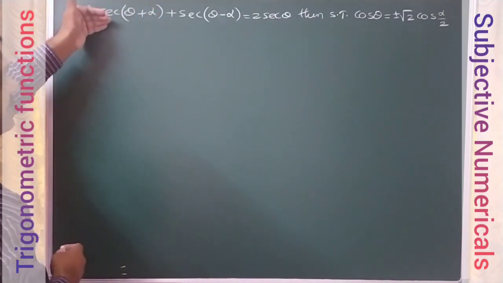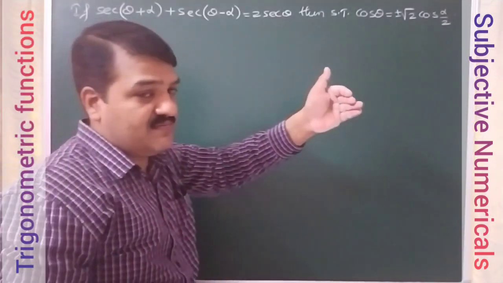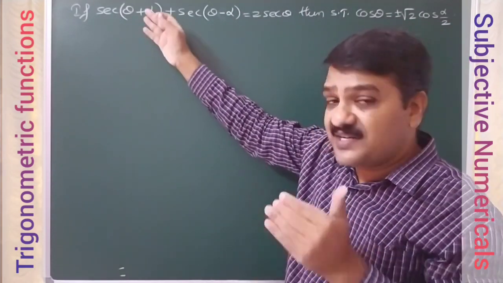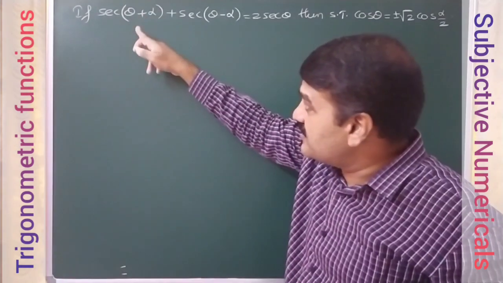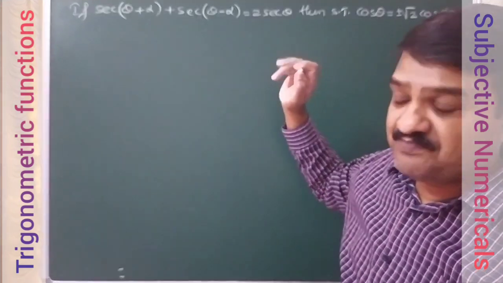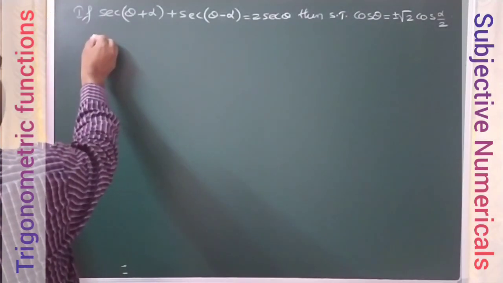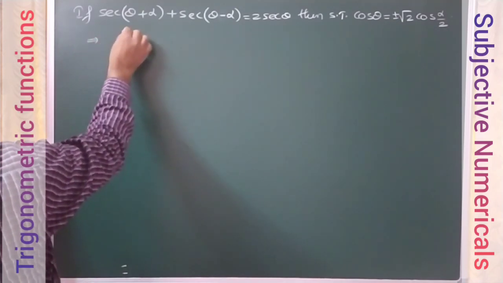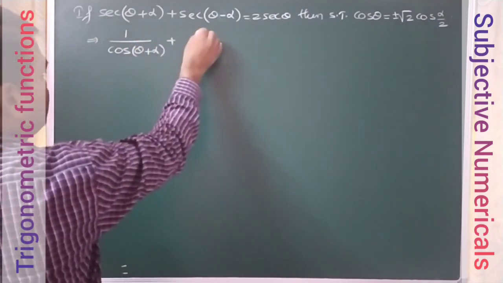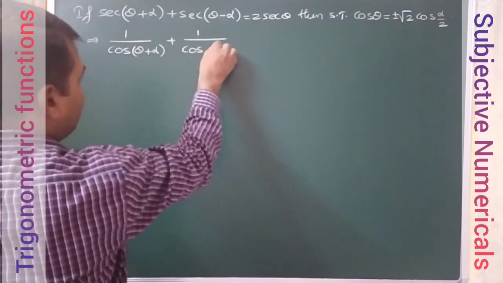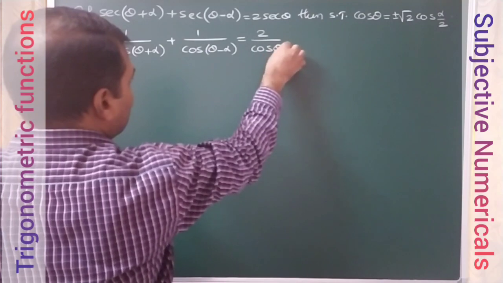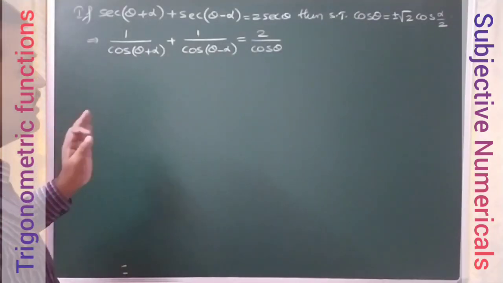We know that secant function is the reciprocal of cos function. Therefore, this secant can be written as 1 by cos. So 1 by cos(theta plus alpha) plus 1 by cos(theta minus alpha) is equal to 2 by cos theta. So the given equation is written as 1 by cos(theta plus alpha) plus 1 by cos(theta minus alpha) is equal to 2 by cos theta, just using that secant is the reciprocal of cos function.